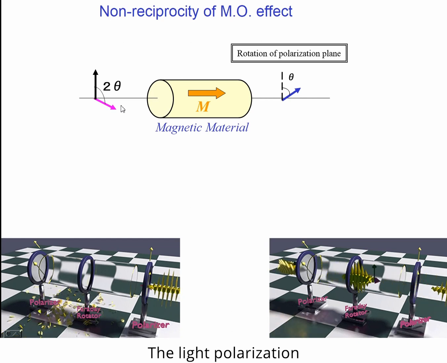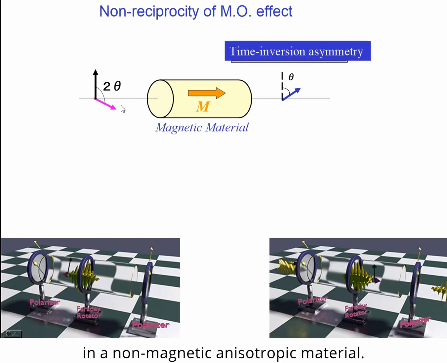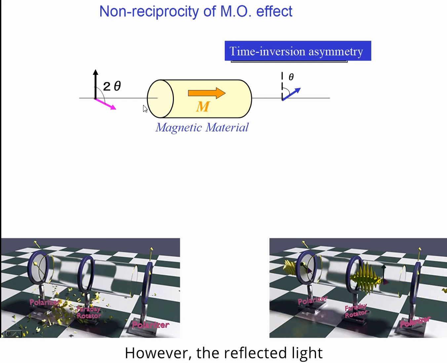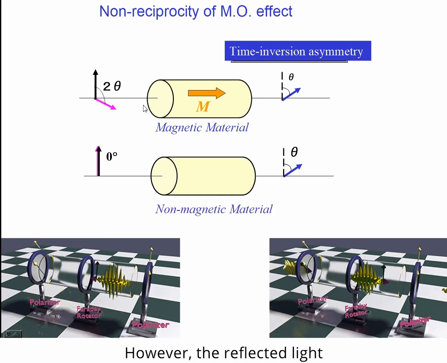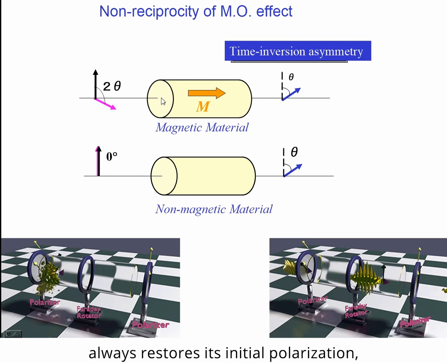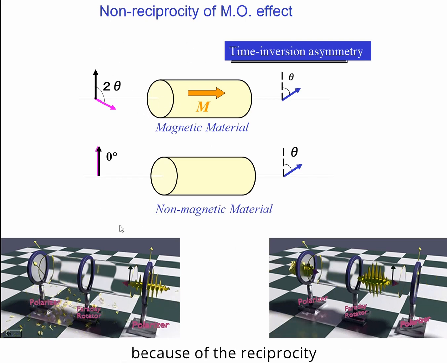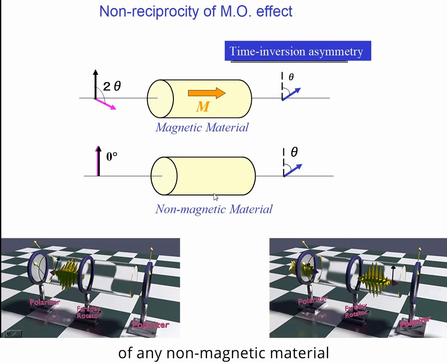The light polarization can be rotated also in a non-magnetic anisotropic material. However, the reflected light always restores its initial polarization because of the reciprocity of any non-magnetic material.